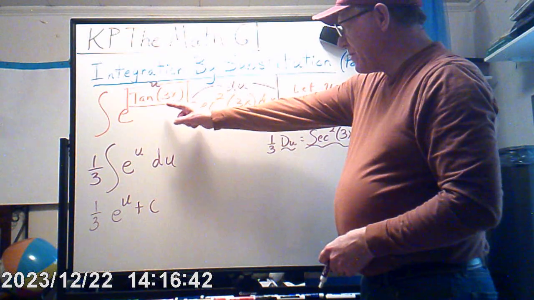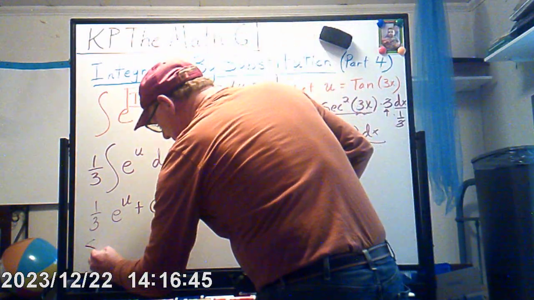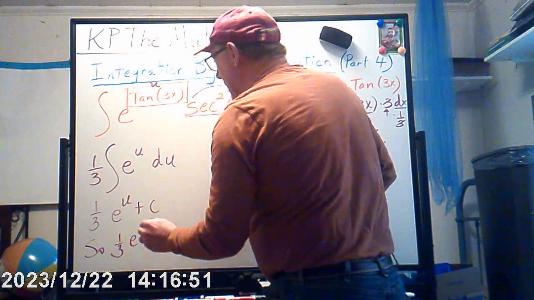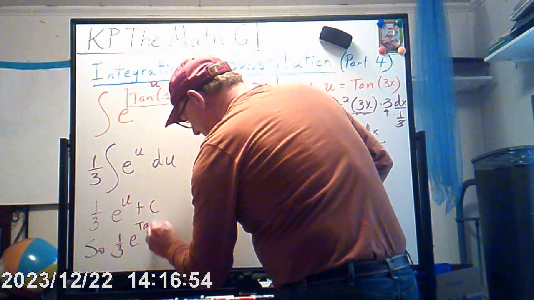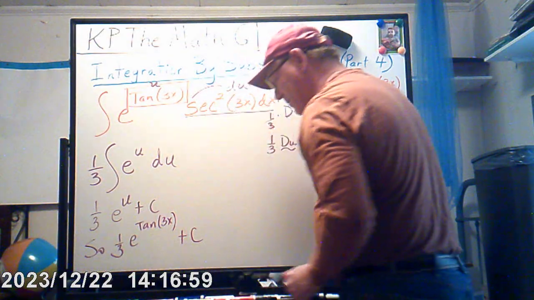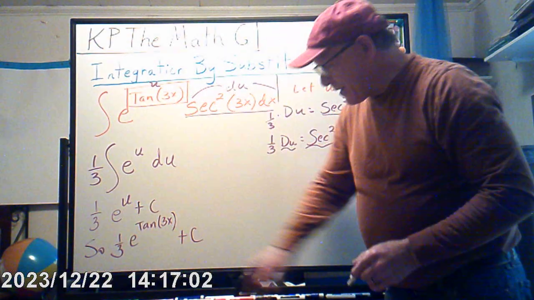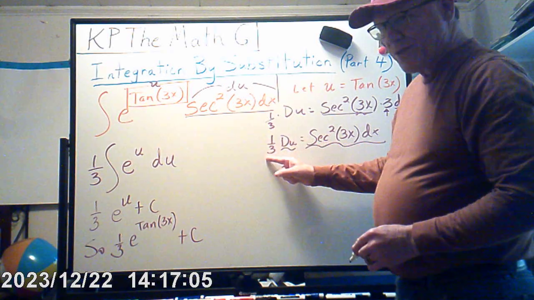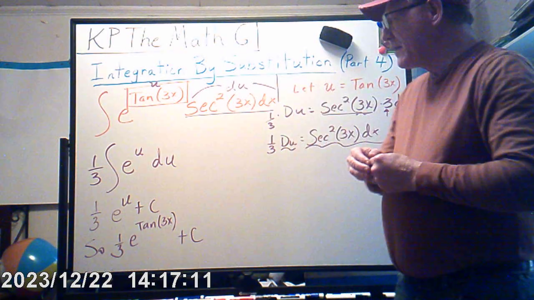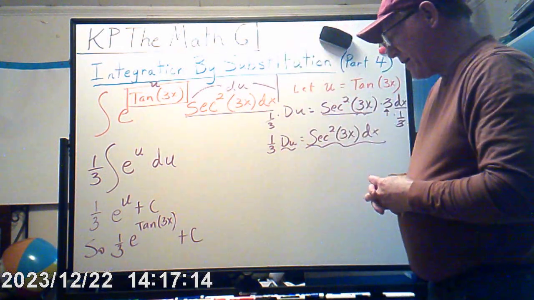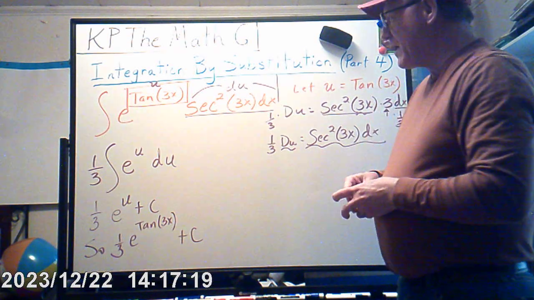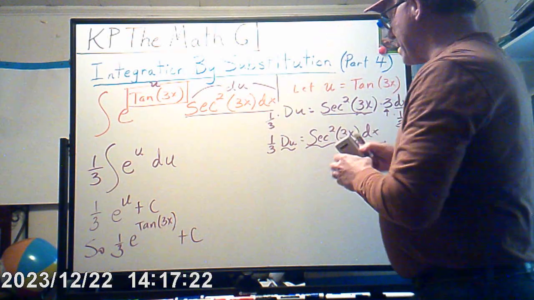u is tangent 3x, so now we have 1/3 e to the tangent 3x, and you can plug that in right away if you already know that that's u, and we should probably just come straight down to this. If you already know what u is, plug them in. Sounds good to me, and it works. There is what you need to do there, and that was from the last lesson.